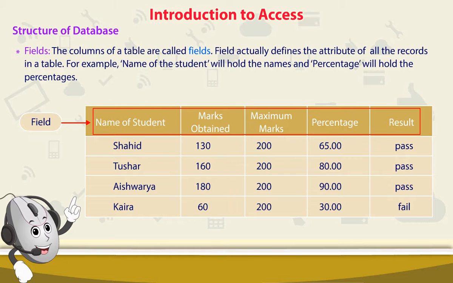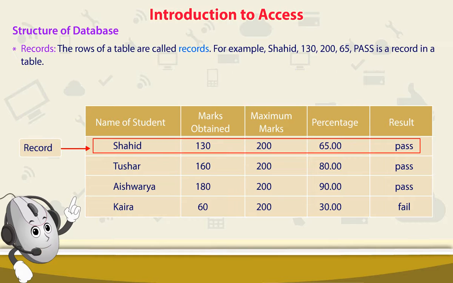Fields. The columns of a table are called fields. Fields actually define the attribute of all the records in a table. For example, name of the student will hold the names and percentage will hold the percentages. Records. The rows of a table are called records. For example, Shahid, 130, 200, 65, pass is a record in a table.